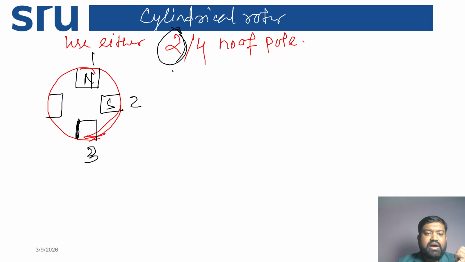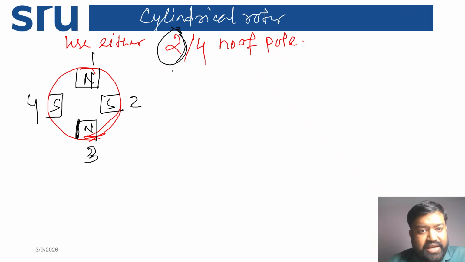Okay, north, south, then again north pole, then again south. 1, 2, 3, 4. But the point you see, if these are the poles, we can say this is the rotor. How many poles are there? Four poles. That means here we can place the conductor.